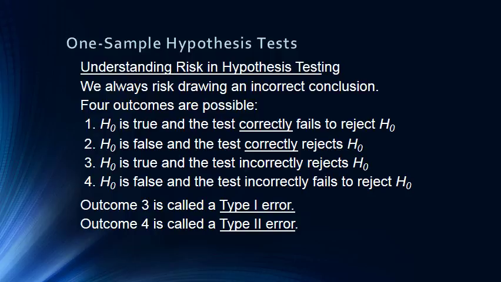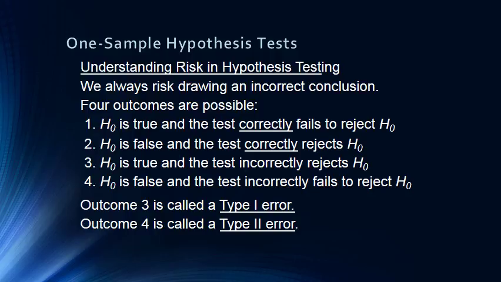The second would be the null hypothesis is false and the test correctly rejects the null hypothesis. The third one would be the null hypothesis is true and the test incorrectly rejects the null hypothesis. In other words, it says, okay, your accepted fact is incorrect. That's what our test will do, but in reality, our accepted fact is correct, so we have an error there.